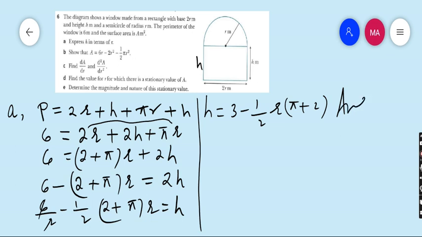So this is the answer of part A. We have achieved the goal. h is the subject of the given formula. h is equal to 3 minus 1 upon 2 r into (pi plus 2). What is part B? Show that A is equal to 6r minus 2r square minus 1 upon 2 pi r square. What is A? A is the surface area, meaning A is the area of the rectangle plus the area of the semicircle.